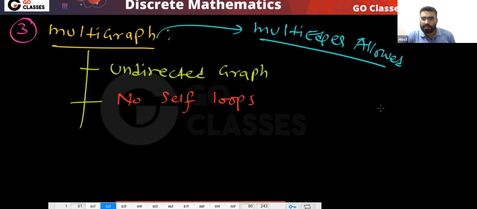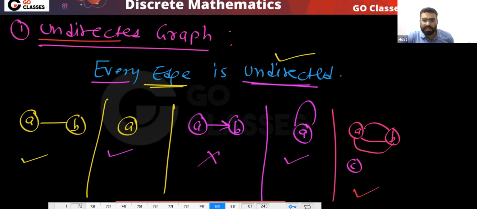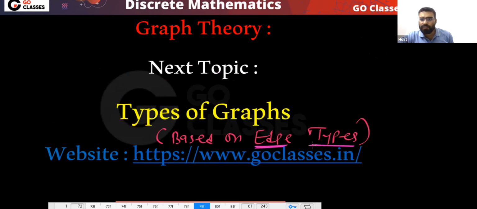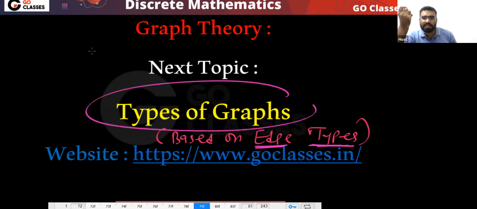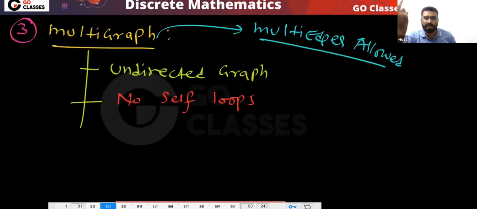Yes, Manisha, a single node is a directed graph also, and an undirected graph also, because there is no edge. This is the classification of graphs based on edge types. Depending on which type of edges you have, you classify the graph. If there is no edge, you don't have to worry. Anyway, multigraph means multi edges are allowed. It should be undirected with no self loops. This is important: no self loops.